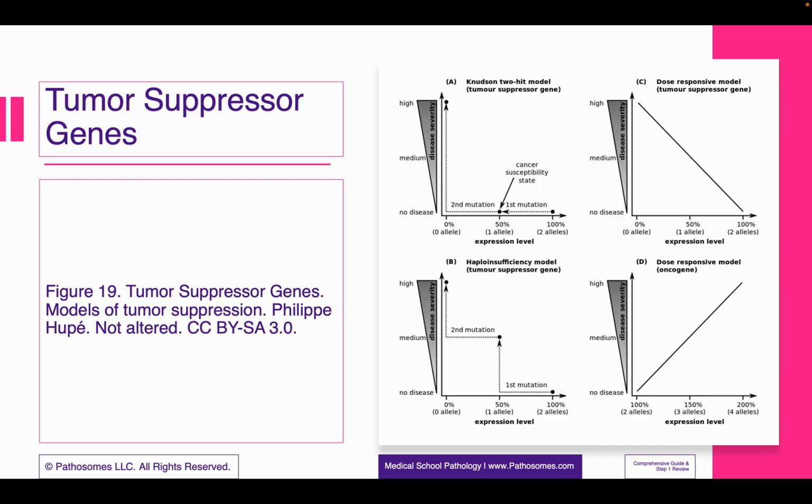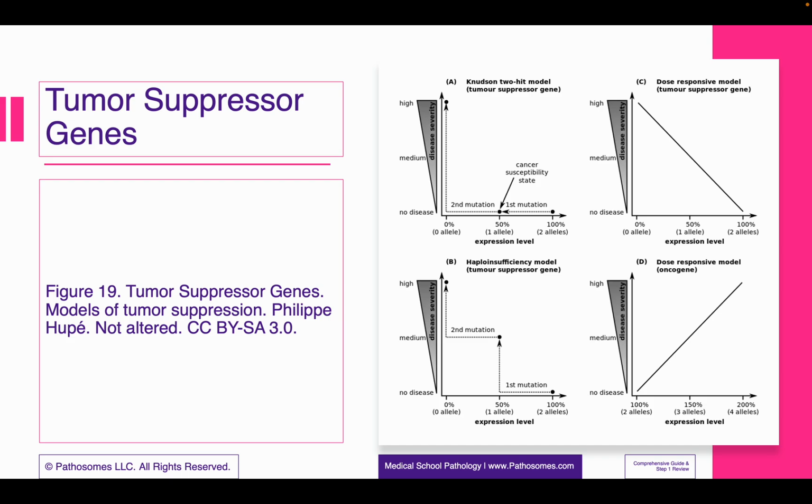This figure here shows tumor suppressor genes and is a model of tumor suppression. We have the Knudson two-hit model for tumor suppressor genes, and a haploinsufficiency model for tumor suppressor genes, a dose-responsive model for tumor suppressor genes, and a dose-responsive model for oncogenes.